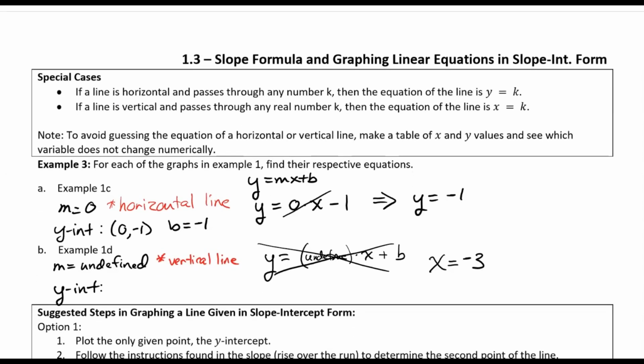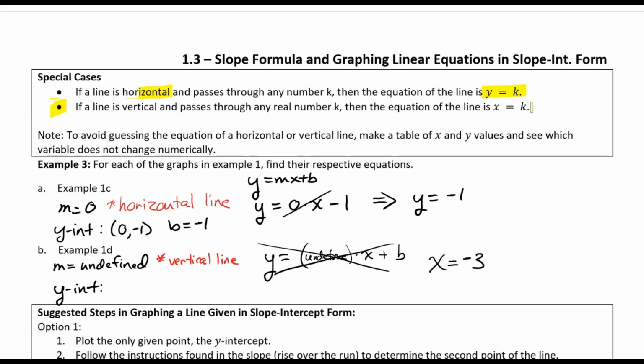And in fact, this is summarized right here in our special cases. If we have a horizontal line that passes through any number k, then that equation is going to be y equals k. There's no x involved in the equation of a horizontal line. If it's vertical, though, and it passes through any real number k, then x is equal to k. It's saying that the x value is now stuck at that particular number, whatever k may be.